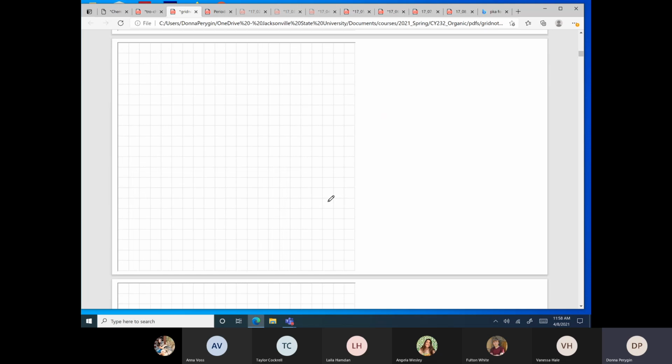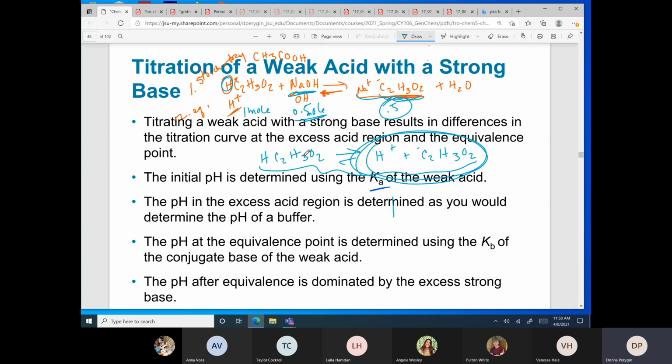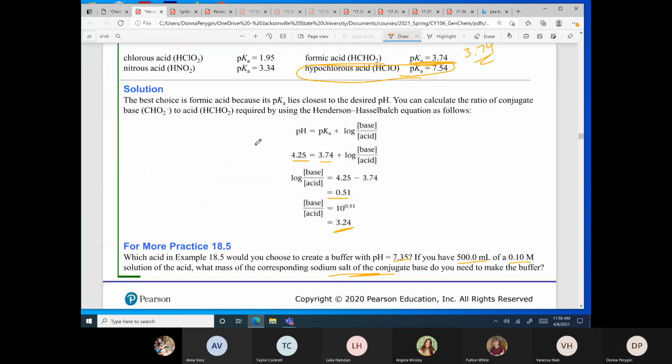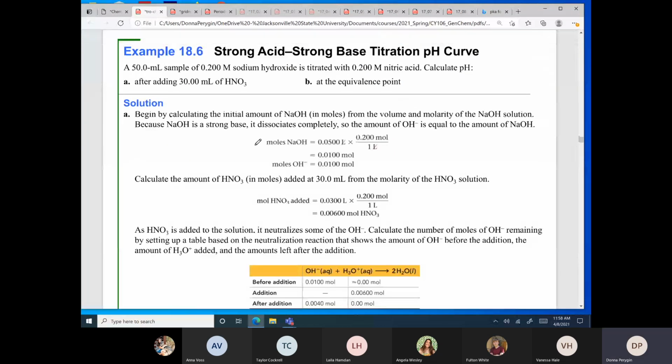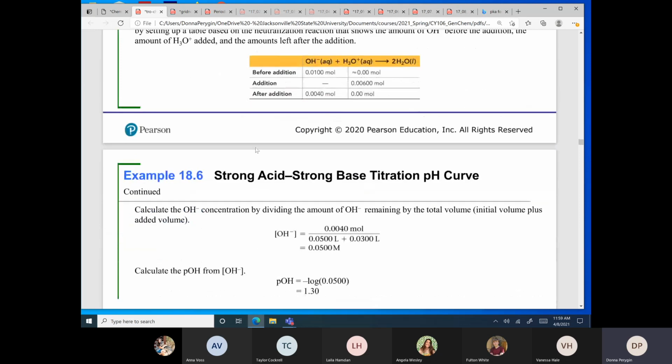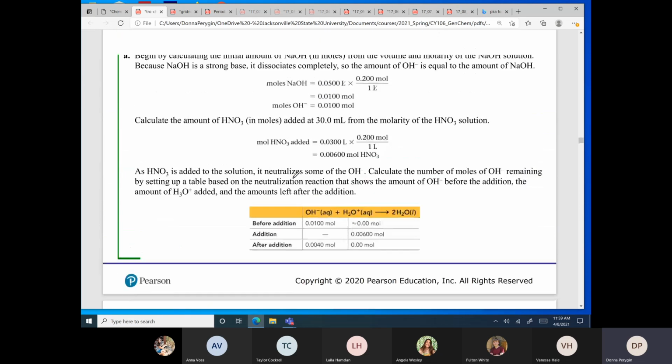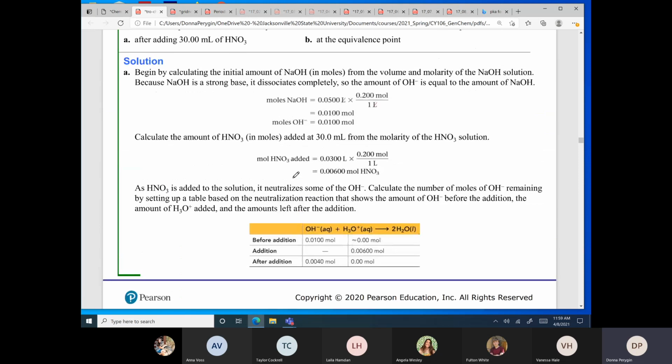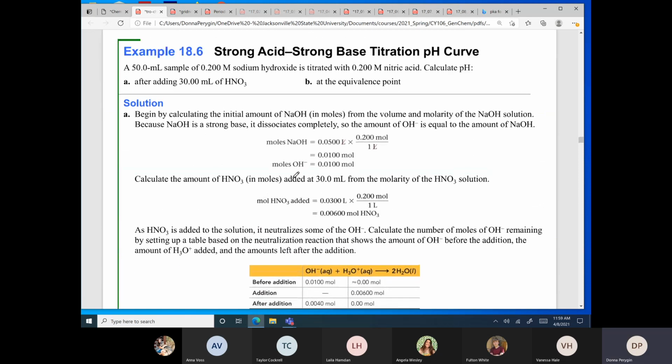All right, now we're finally getting to titrations, which I don't know if I'm even going to be able to do because my computer is not cooperating. All right, so strong acid, strong base, titration pH curve. Remember we talked about this. When you're titrating a strong acid with a strong base, you don't have to work the equilibrium problem, because you just have to figure out what area of the curve you're going to be in.